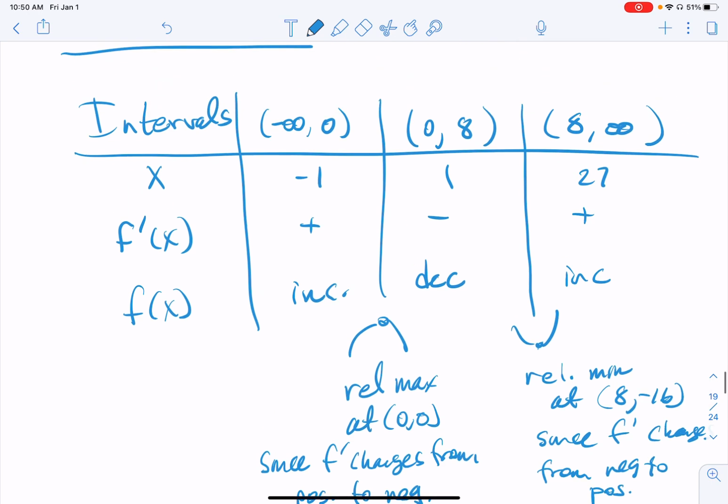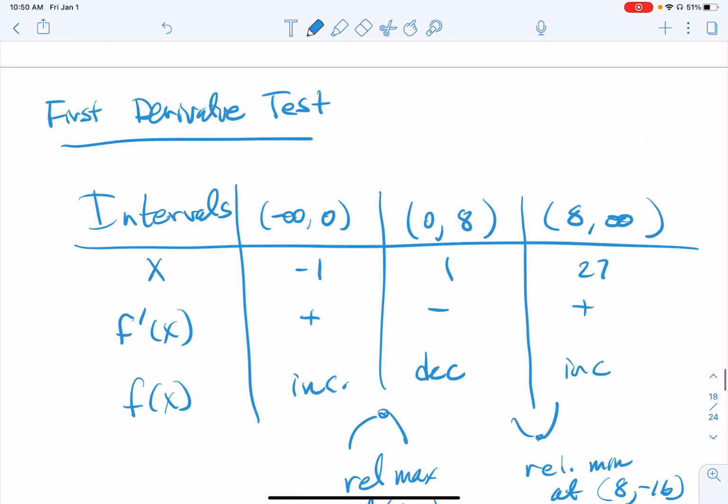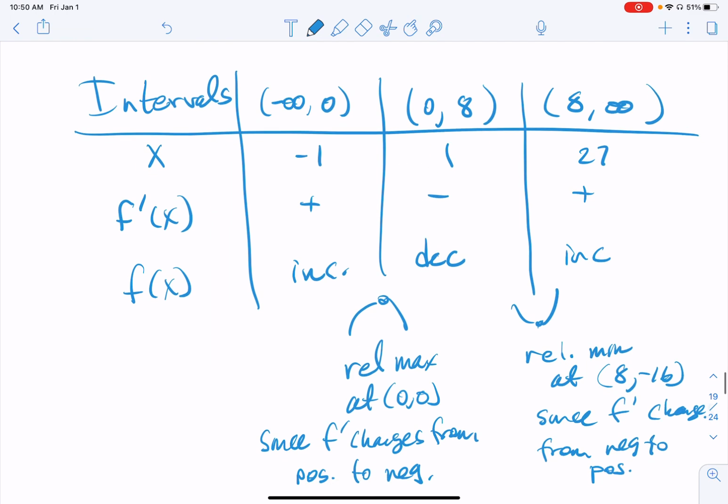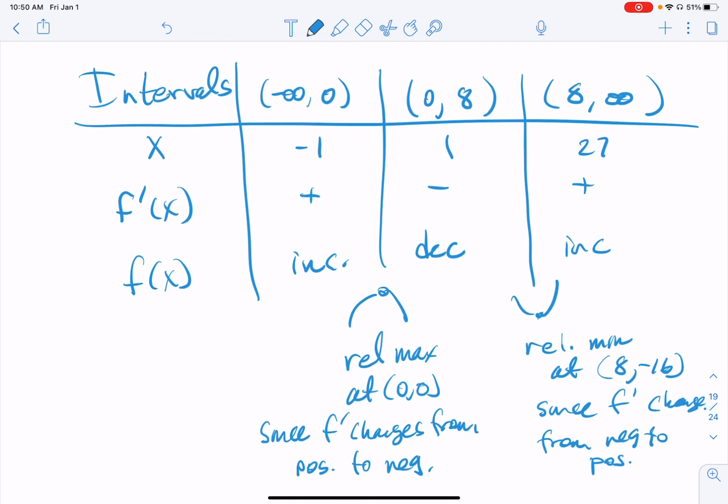All right, so that ends the first derivative test. We have a relative maximum, we have a relative minimum. What's still left to do is to figure out its concavity and possible points of inflection. I'll save that for the next one.